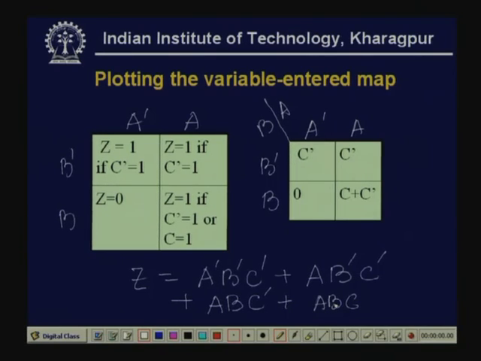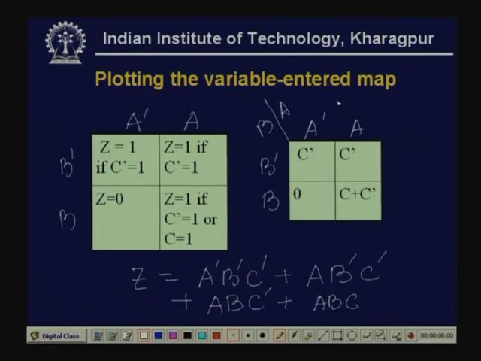That means the output will be true if ABC exists or even ABC dash exists. So that is C plus C dash. The one will be replaced by the third variable in this particular example, or the complemented variable, or the OR of the variable and its complemented one. So this third variable, which we have not considered in the variables of the K-map, and the one is replaced by this variable, this is called the map-entered variable or MEV.